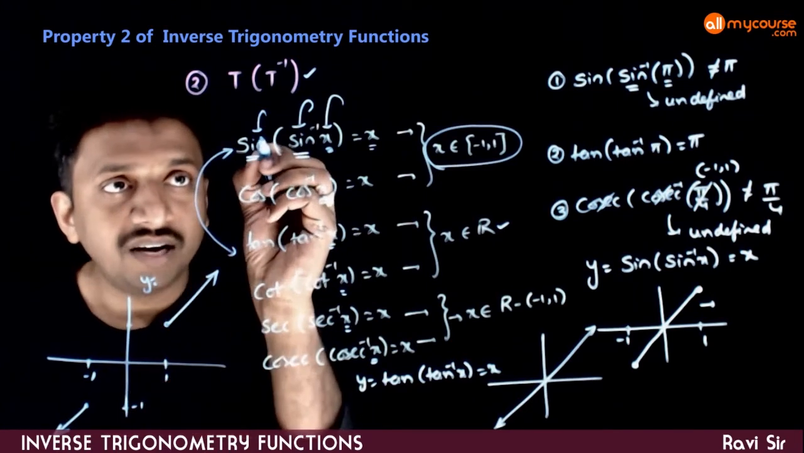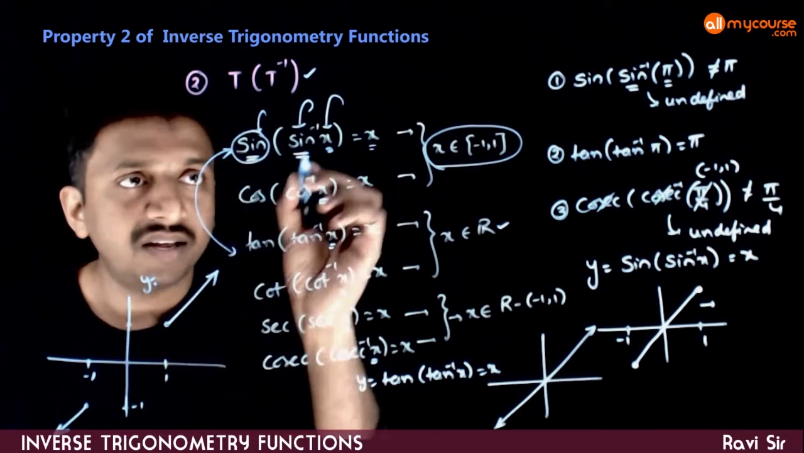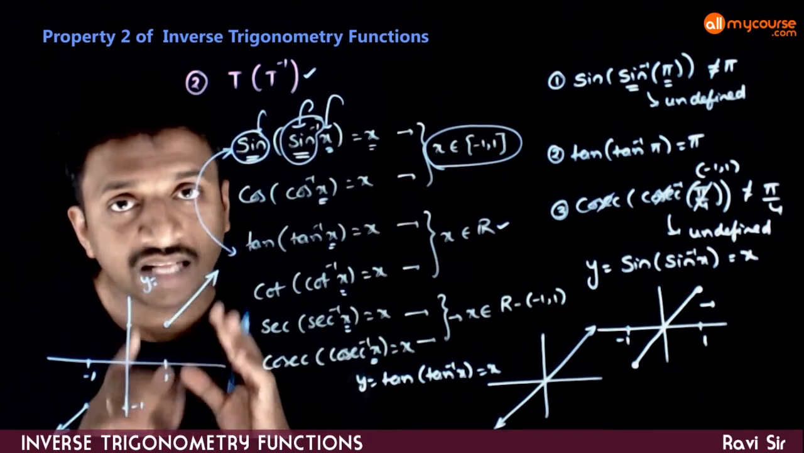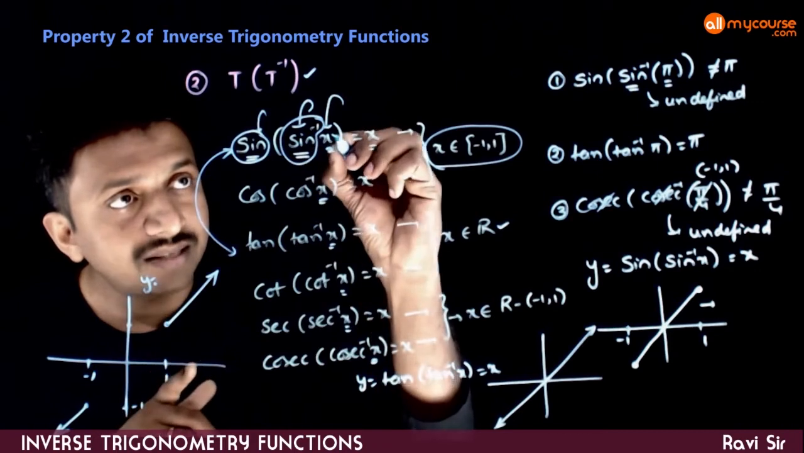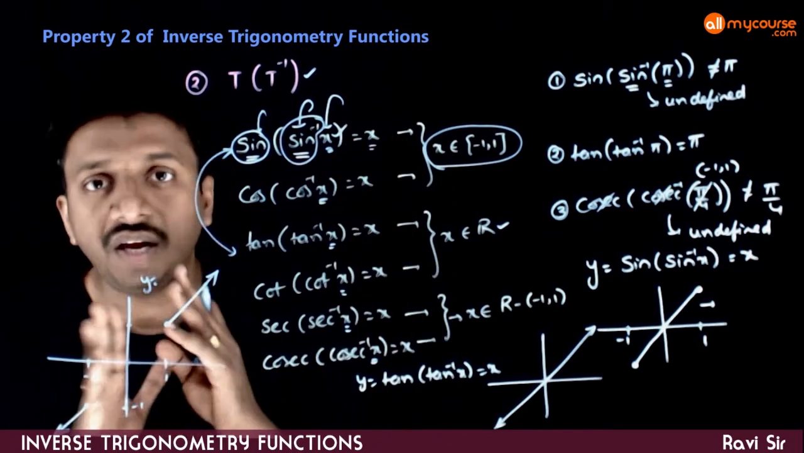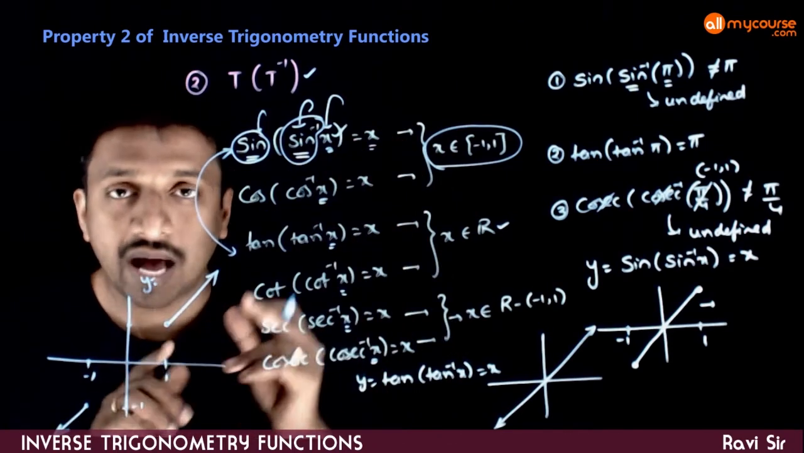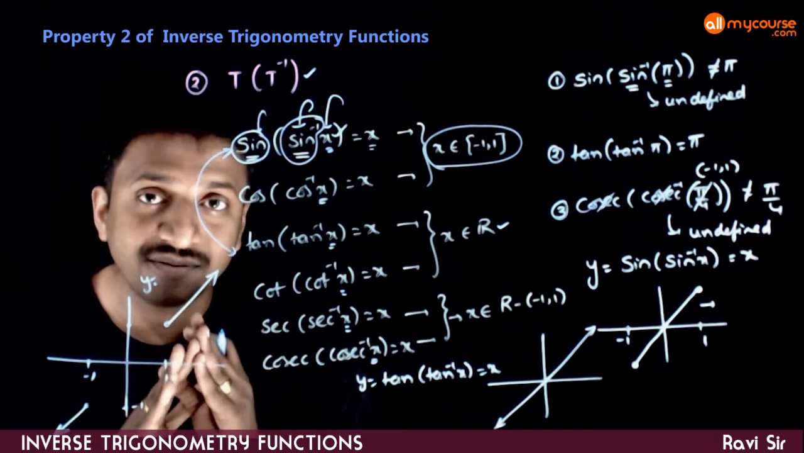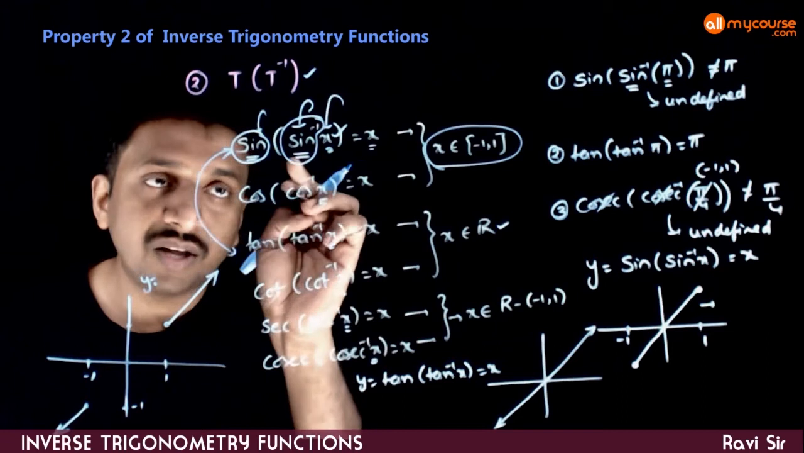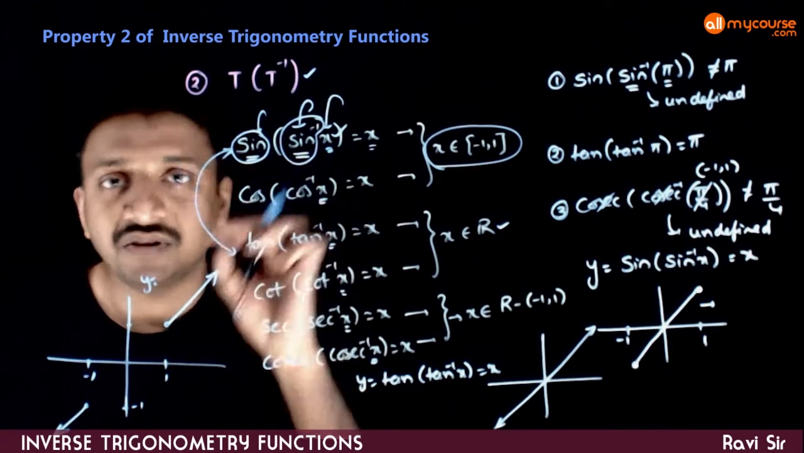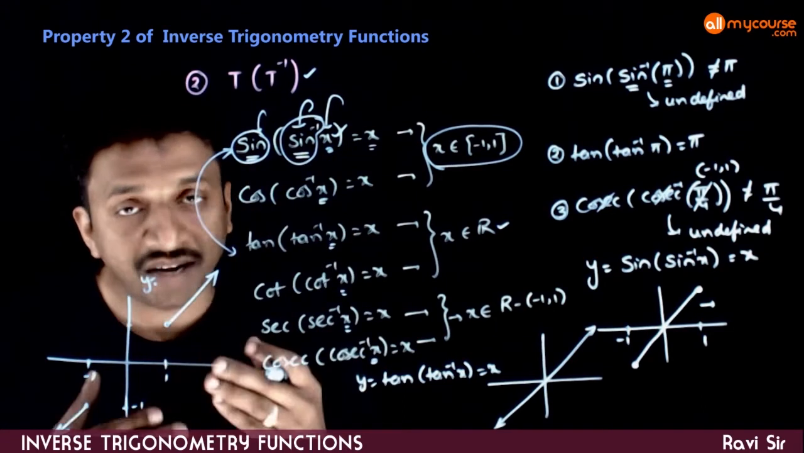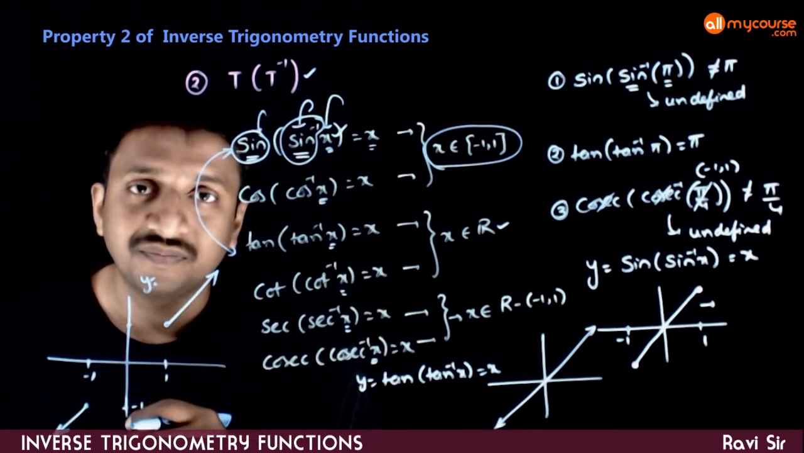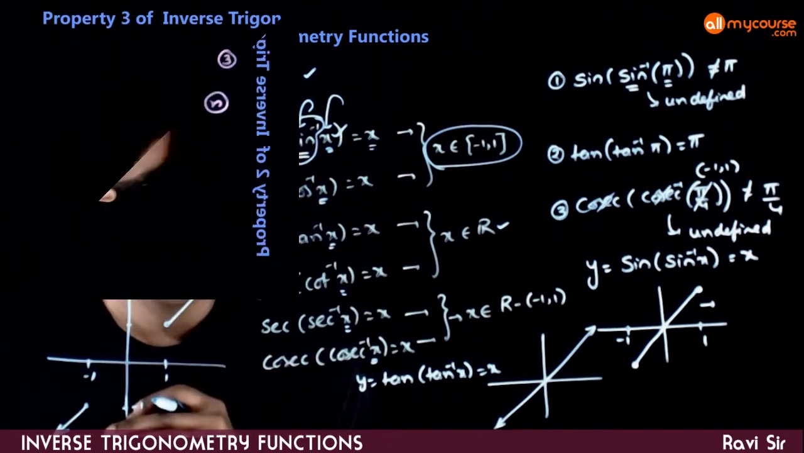If you have a trigonometric ratio outside and an inverse trigonometric ratio inside, the answer will either be equal to x or will be undefined. You have one of these two answers. It will be equal to x if this x belongs to the domain of the corresponding inverse trigonometric function, and undefined if x lies outside the domain. So I hope it is clear.